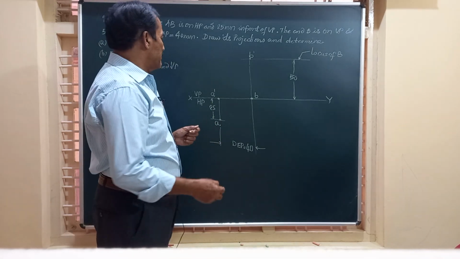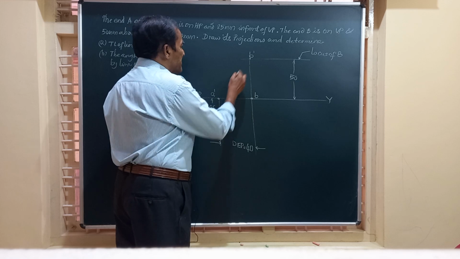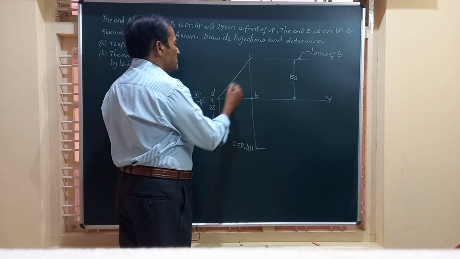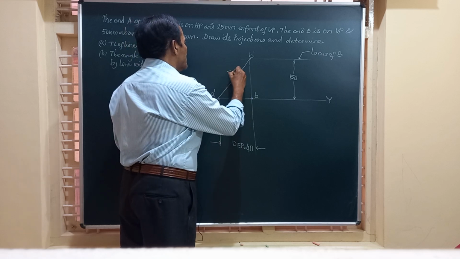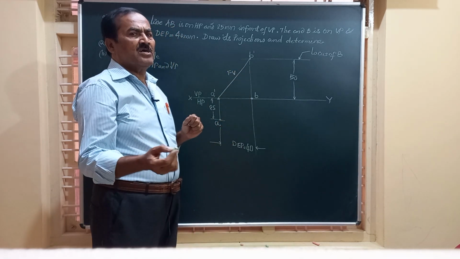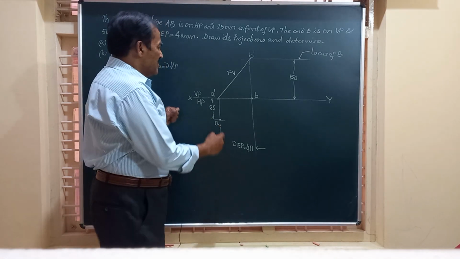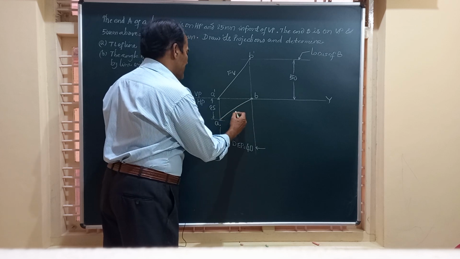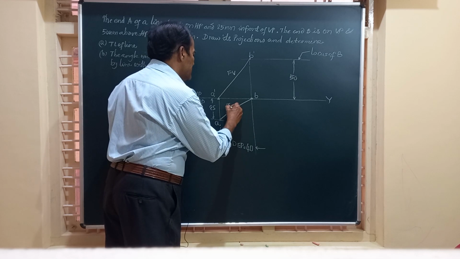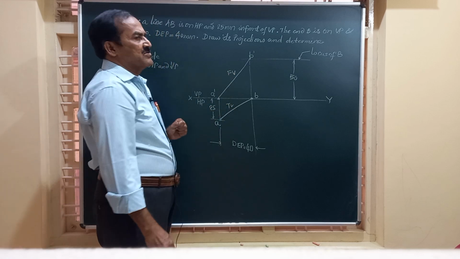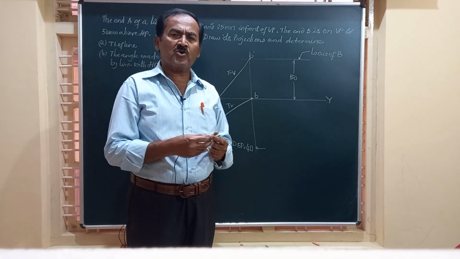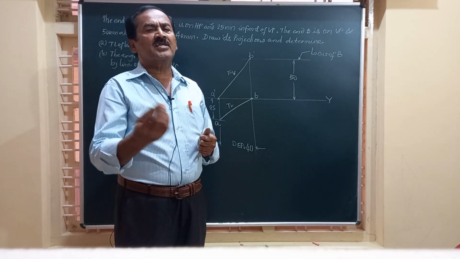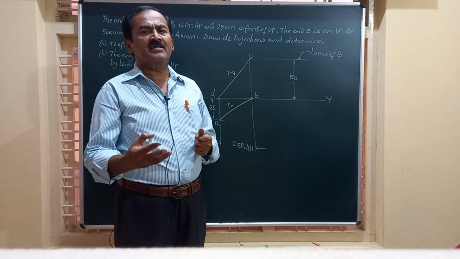Now, let us see what happens. If you join A dash and B dash, friends, you get A dash B dash, the front view of the line. If you want, you can even measure the length of that. Friends, if you join A and B, you will obtain the top view of the line. So this is the top view of the line and this is the front view. Friends, once you have the front view and top view, and by knowing the loci of those endpoints, you can easily obtain the true length of the line, etc.